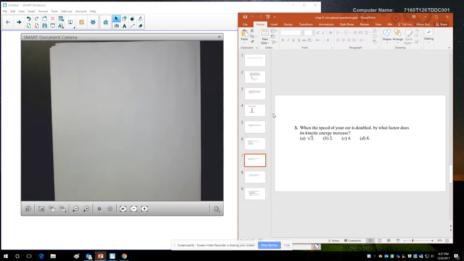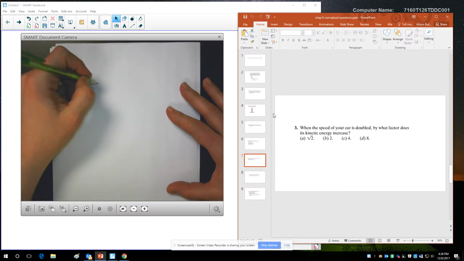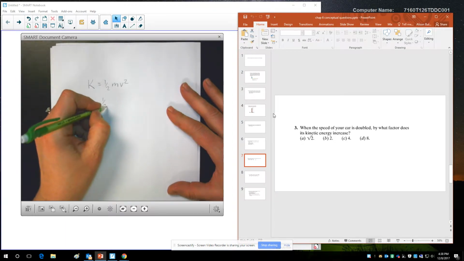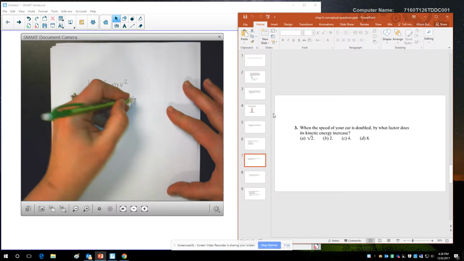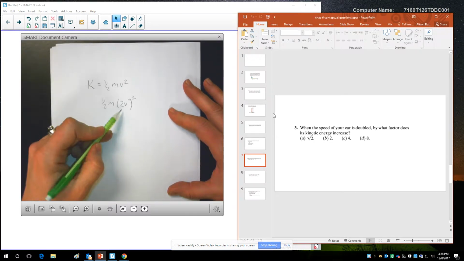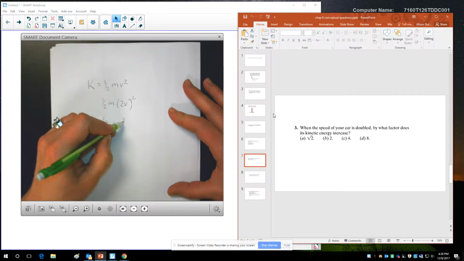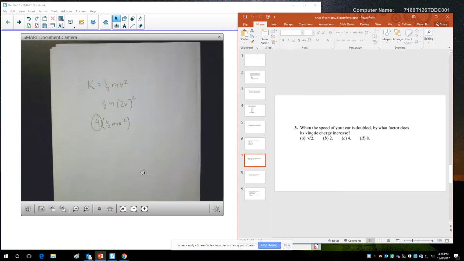We talked about this in class, actually, so I hope everyone answers this correctly. When the speed of your car is doubled, by what factor does kinetic energy increase? And of course, we now understand that kinetic energy is half mass times speed squared. So if you are doubling that velocity, that doubling goes inside of the square, and 2 squared is 4, so you end up with 4 times half mass speed squared. So you end up increasing your kinetic energy not by 2, but by 4.